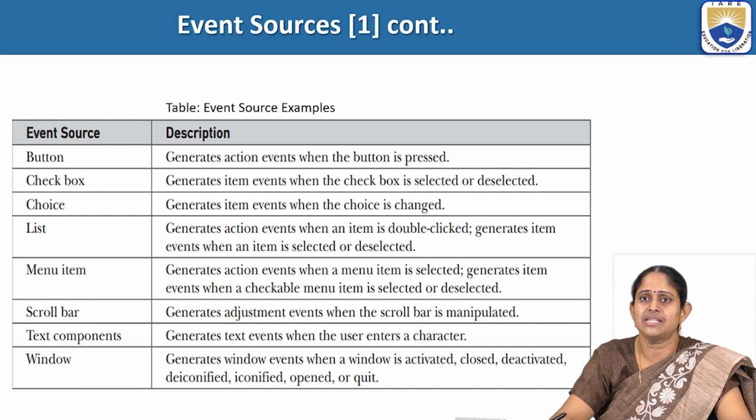Scrollbar generates adjustment events when the scrollbar is manipulated. Text components generate text events when the user enters a character, and window generates window events when a window is activated, closed, deactivated, de-iconified, iconified, opened, or quit.